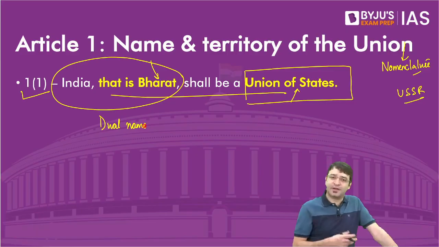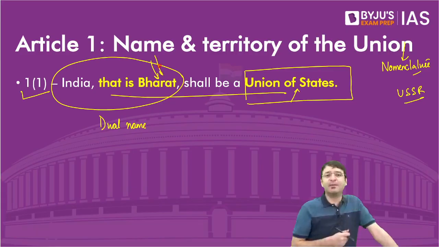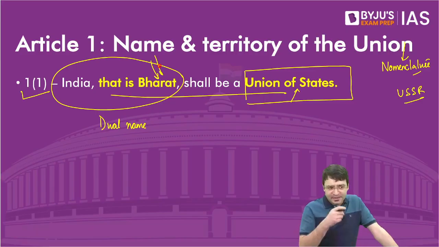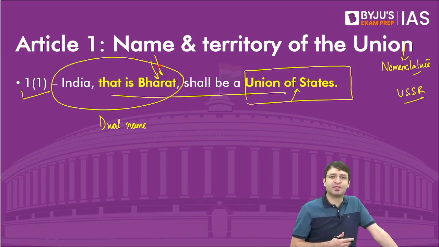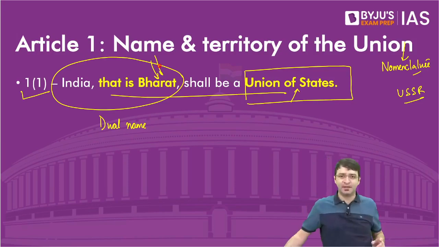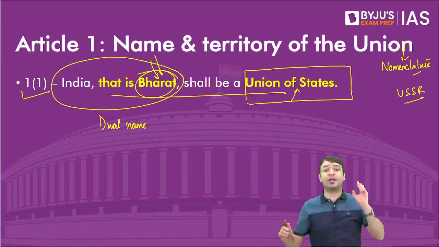Traditionalists said, no, the real name of this country is Bharat. Why? Because it says India, that is Bharat. So Bharat is the real name of this country. But ultimately, the dust settled. We have two names for this country, dual name, India, that is Bharat. But even then, there were petitions filed in the court. A petition was filed in the court a few years ago saying, dear Supreme Court, please issue a directive to the government that we should call this country only as Bharat and not India.